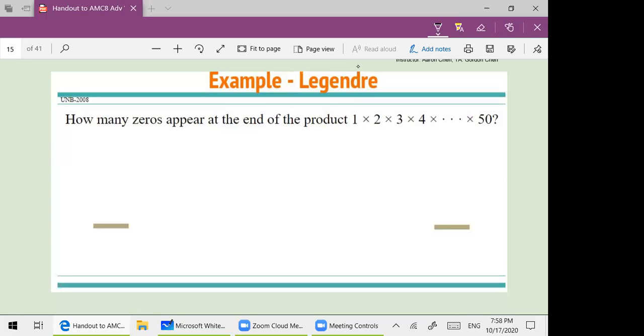Okay, so the number of zeros that appear at the end of a product equals the number of factors of 10 in the product. And a 10 is formed by the product of a 2 and a 5. And clearly, there's more factors of 2 in 50 factorial than 5. So we just need to find the number of 5s in the prime factorization of 50 factorial.